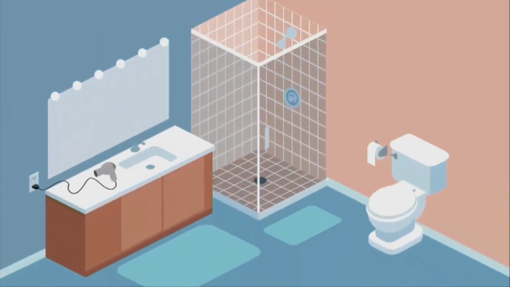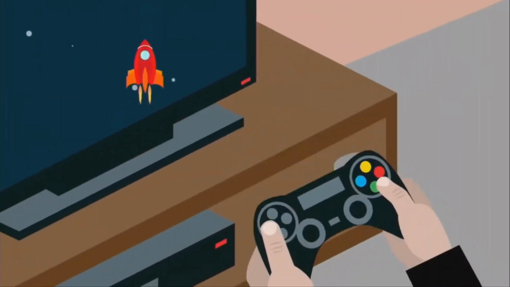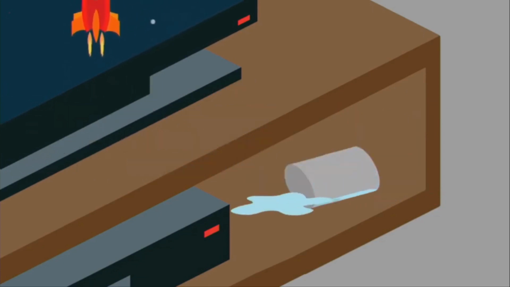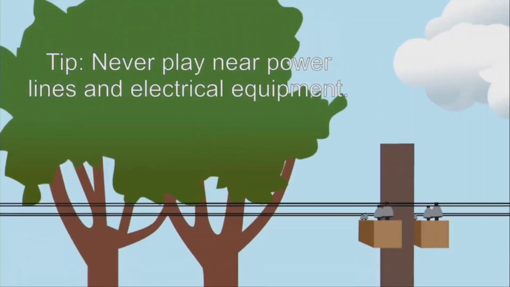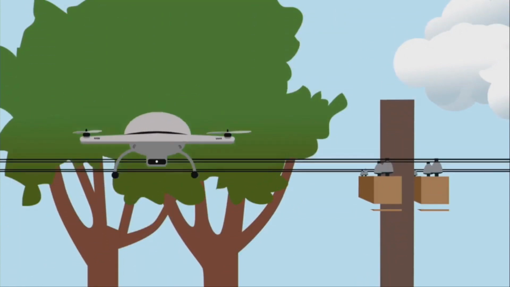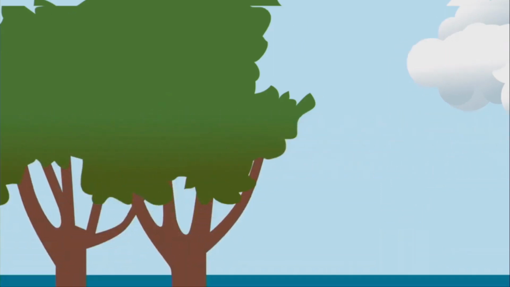Electricity and liquids do not mix. Never place electronics and appliances in the water, like next to the sink or the tub. This tip applies to gaming equipment too. Never place your drink on your gaming console. Spills can result in electric shock. Never climb trees near power lines and electrical equipment. Same goes for kites and drones. Before you fly them, make sure you're far away from any overhead power lines.